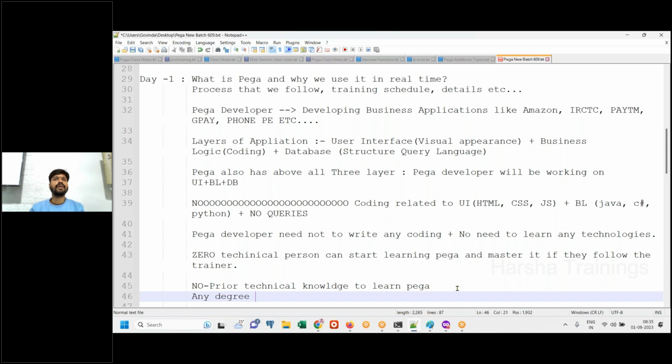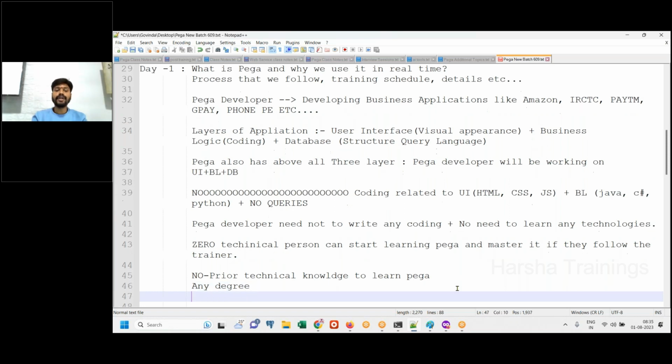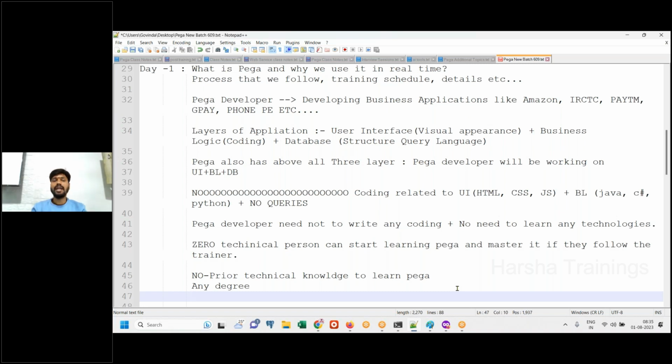Most of the requirements that come today, the profile will be shortlisted by tomorrow for the interview. You will not be given 1 week, 2 weeks time. Keep this in mind, I'm telling you beforehand. Any degree, no prior technical knowledge required to learn Pega. I'll be teaching from the basics onwards. Any degree is okay, but what we need is strict dedication and strong determination.